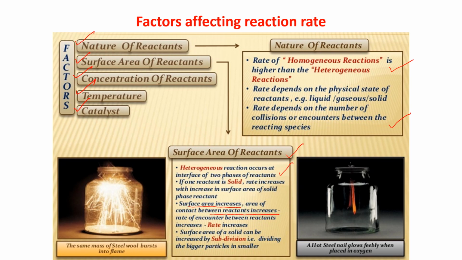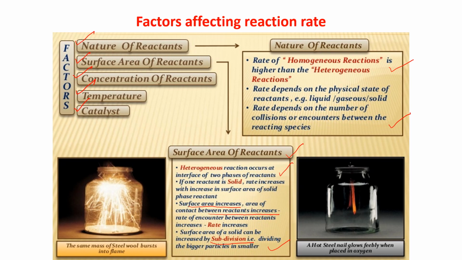Now, the surface area of a solid can be increased. How can you increase the surface area of a solid? By subdivision. That means divide the solid. That is why when we want to dissolve sugar in water, if we make the crystal sugar into powder, it will dissolve faster. We are increasing the surface area.